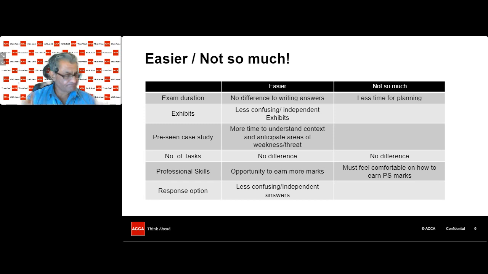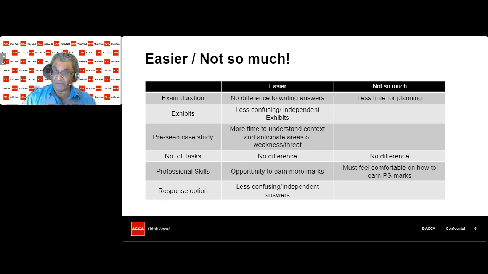Preceding case study: we get this 2 weeks before the real exam, and that's great because it means we can really think about the context and the history of the organization and the industry, and then craft our answers in the examination in that context. That's really important, and we'll be talking more about that as well. Number of tasks: there's really no difference. Although there are 3 main tasks, each task will have subtasks, so you may end up with a similar number of total questions. In that sense, there's no difference to the old structure.